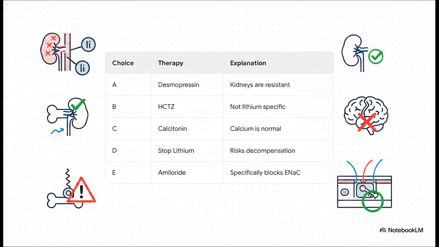Choice C, calcitonin, targets hypercalcemia, but we've already established calcium is normal. Choice D, discontinuing lithium completely, introduces unacceptable risks for severe psychiatric decompensation. It's just not the first step when a targeted antidote exists. This definitively isolates choice E, amiloride, as the precise pharmacological intervention required to block ENaC and protect the collecting duct.